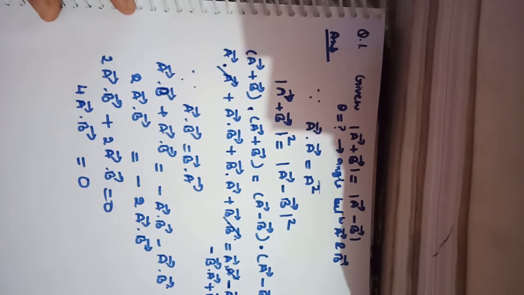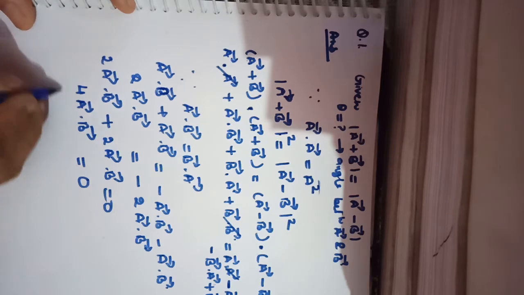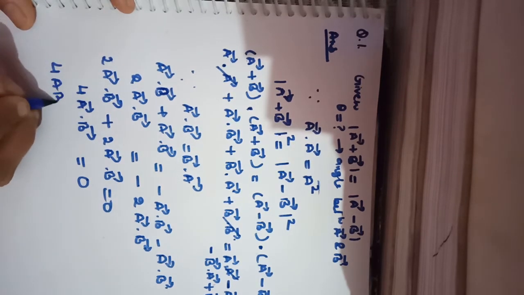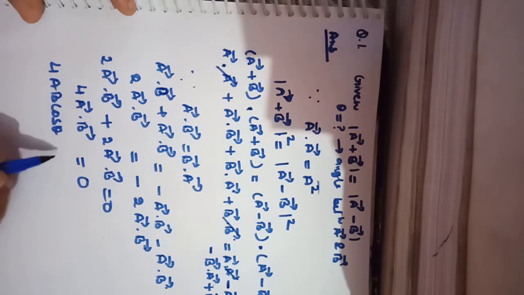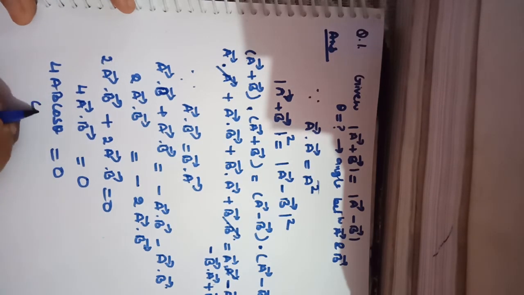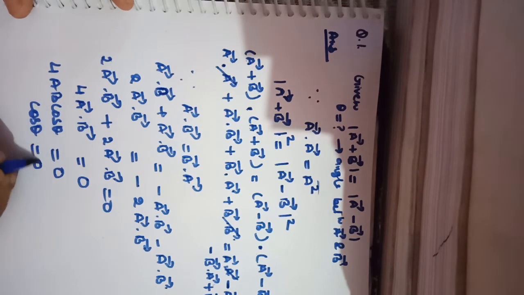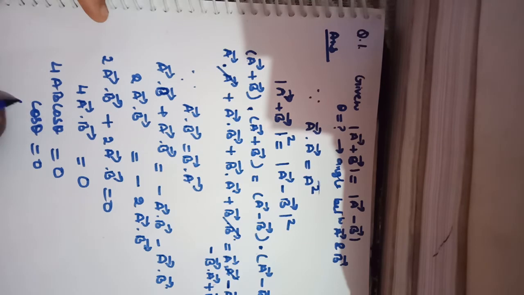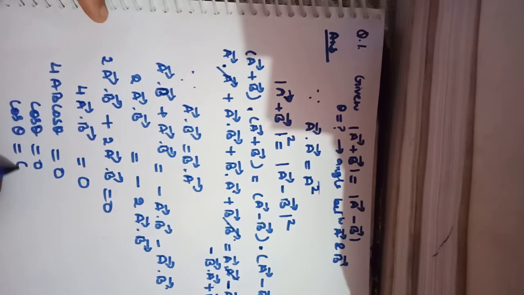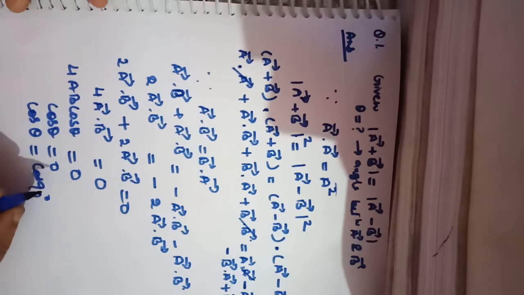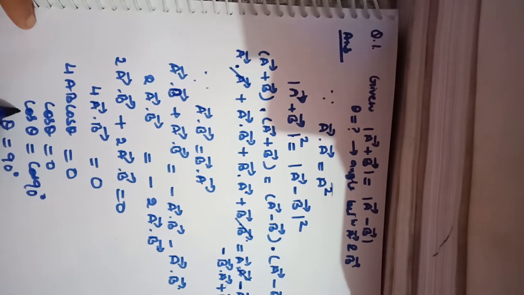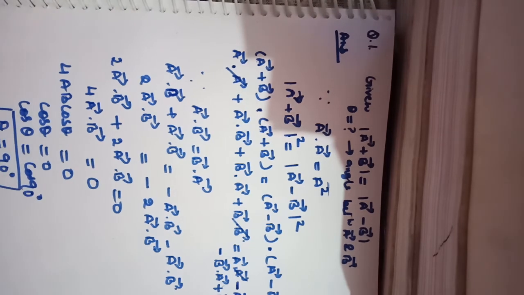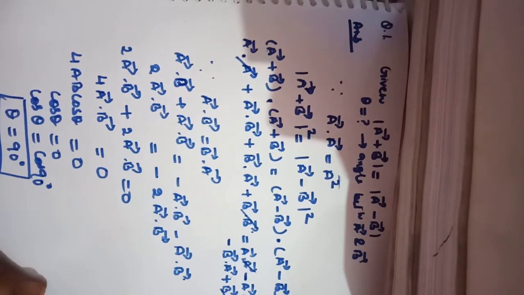Now this can be written as 4ab cos theta is equal to 0, because a dot b is equal to ab cos theta. Now this can be written as cos theta is equal to 0. For which angle is cos theta equal to 0? 90 degrees. That means cos theta is equal to cos 90 degrees, so theta is equal to 90 degrees, the angle between vectors A and B. So this is the solution of this type of question.